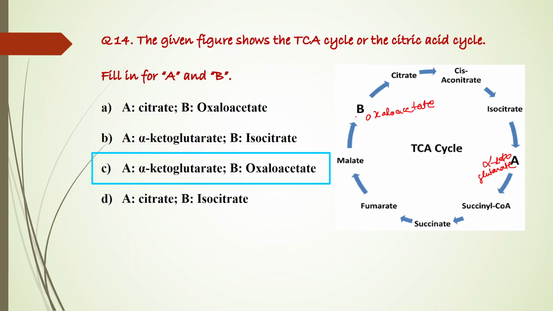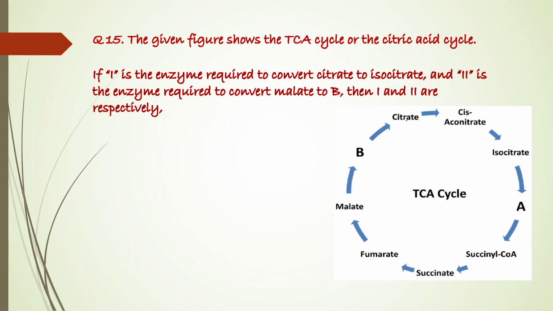Because we do remember oxaloacetate will react with acetyl CoA, and that will ultimately result in the formation of citrate. So what was our A? A was alpha ketoglutarate and B was oxaloacetate. So the correct option for this should be option number C. Okay. Let us move to the next question.